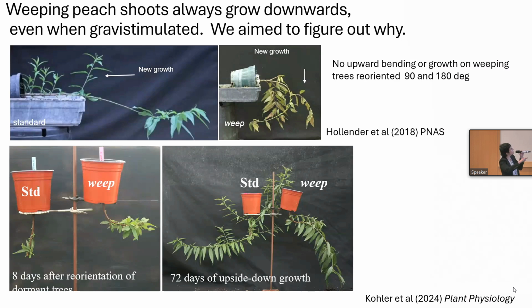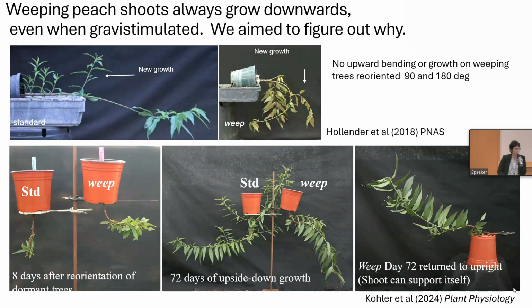You lay the plants on their side. Normally the shoot tips after a few weeks will grow up on a standard. You'll have new growth growing up. If you lay it on its side, all new growth goes down. If you grow it upside down, so these were pulled out, cut back, turned upside down, all new growth on the standard tree does grow up, but all new growth on weep always grows down.